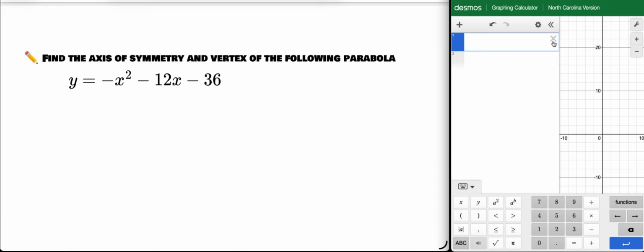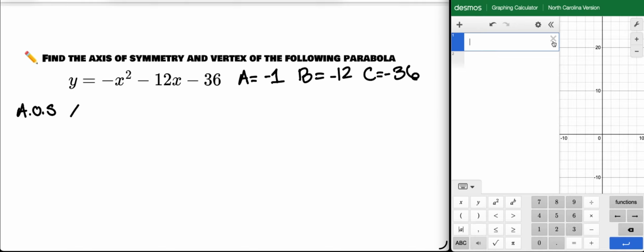All right, so in our next example, what we're going to be finding is the axis of symmetry and the vertex again, okay? Now, in order to do that, we had a process that we went through. The first thing we did was we labeled what our A was, which in this one is negative 1. Our B in this one is negative 12. Our C is negative 36. Now knowing what our A, B, and C is, we can go ahead and find our axis of symmetry.